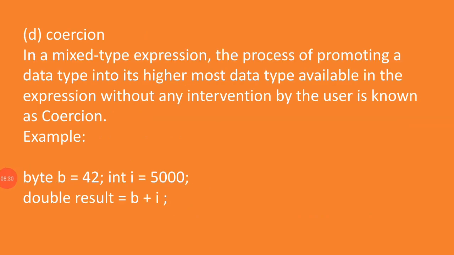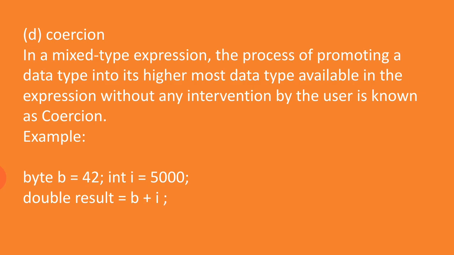After that, we have got coercion. In a mixed type of expression, the process of promoting a data type into the highest data type available in the expression without any intervention by the user is known as coercion. So mixed type of expression means in an expression when different types of data are available, int, double, float, long. So it is called mixed type of expression. What happens here, because ultimately the result will be 1. Now what will be the data type of the final result?